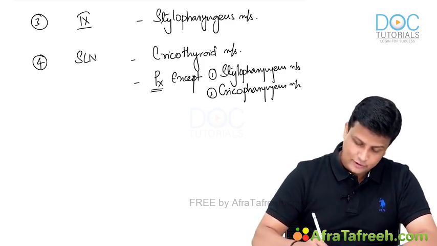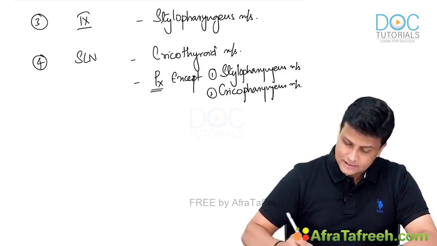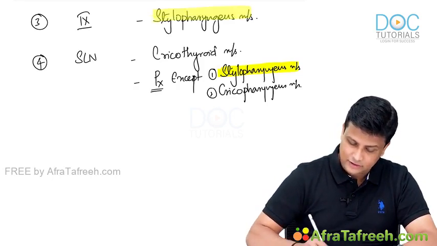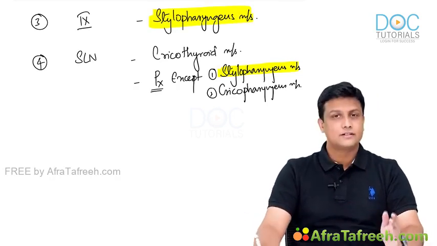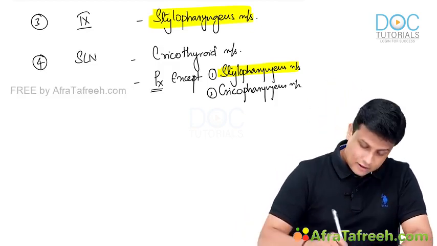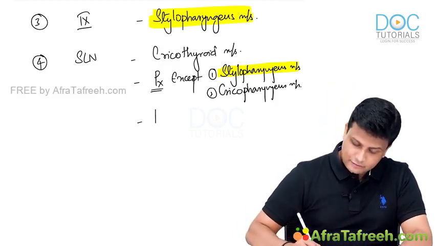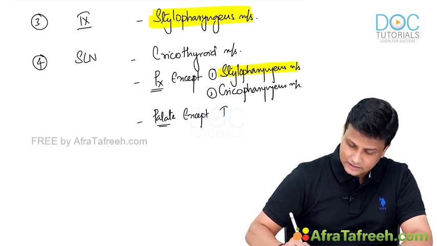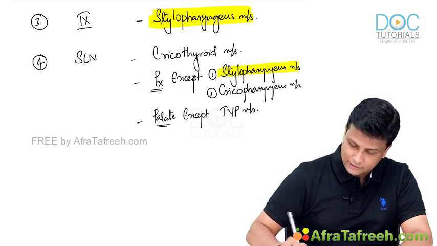And why it is so? Because you can clearly see here, stylopharyngeus muscle is the one which will be supplied by glossopharyngeal nerve. And that is why it is derived from third arch. I'll tell you, it will be supplied by recurrent laryngeal nerve. Not only that, even all the muscles of palate are also derived from here only, except tensor veli palatini, TVP, tensor veli palatini muscle. Why?